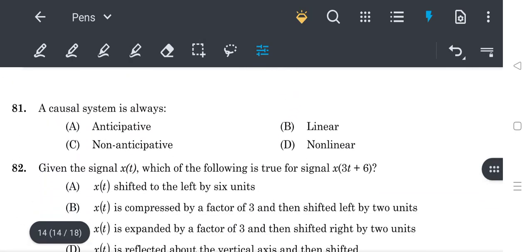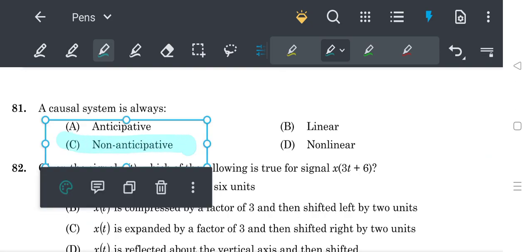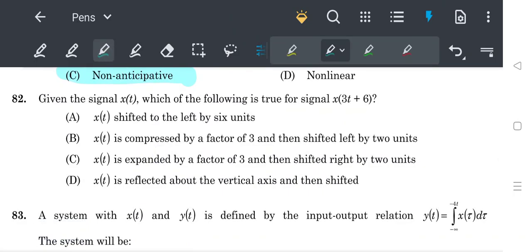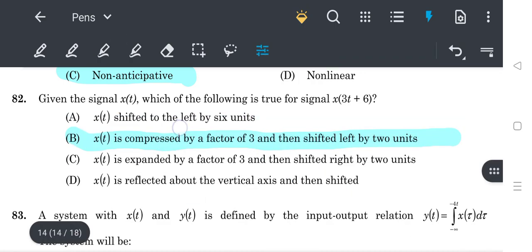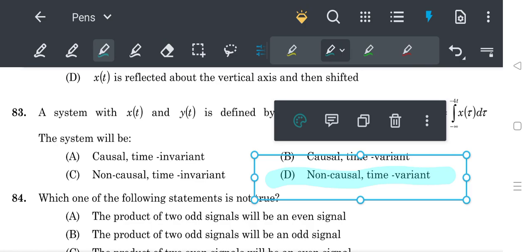Next one, a causal system is always, option C, non-anticipative. The signal x(t) which follows the true signal x(3t+6), answer B. x(t) is compressed by a factor of 3 and shifted by 3 units. The answer to 83 is non-causal time variant.